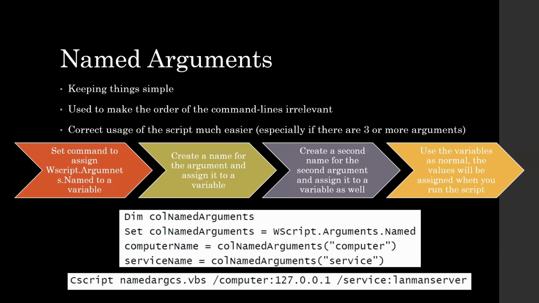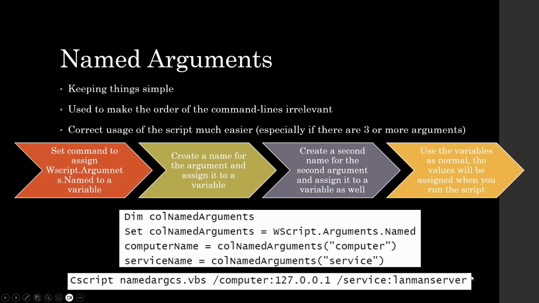So here's our example. We've got a variable here called colNamedArguments. We set colNamedArguments equal to WScript.Arguments.Named. Once we do that, we say computerName can then equal the argument that has the key or the name computer, and service is the argument that has the word service. Now on the command line, what this looks like is a /computer with a colon and then the information, and then /service with a colon and then the information.